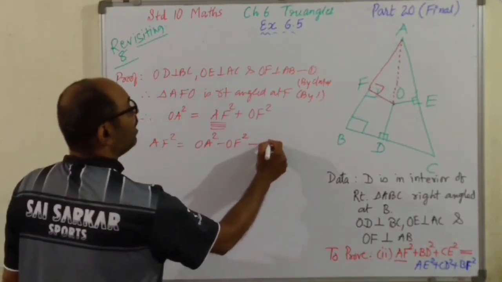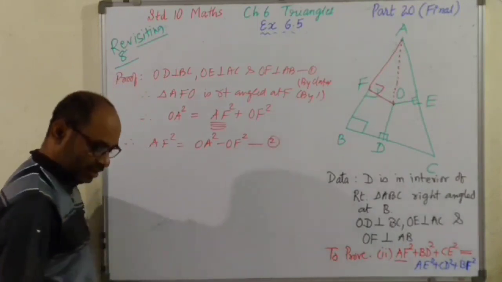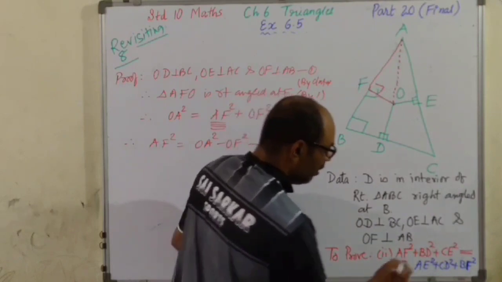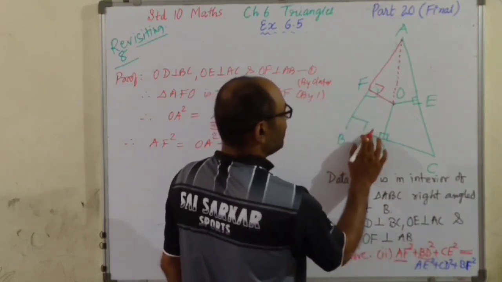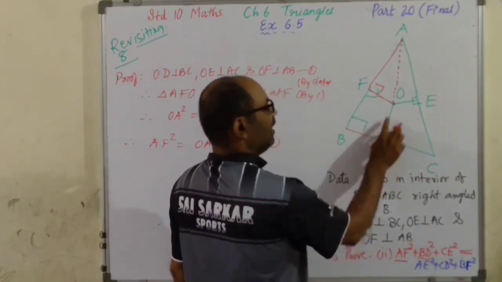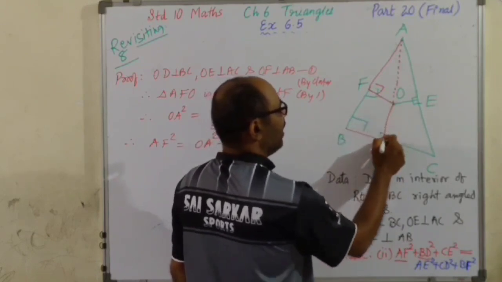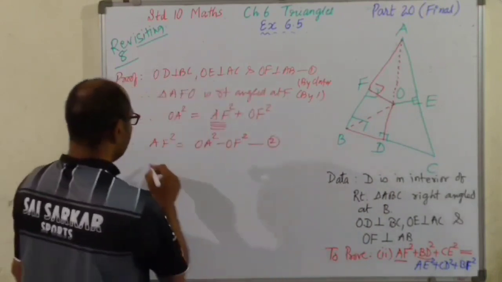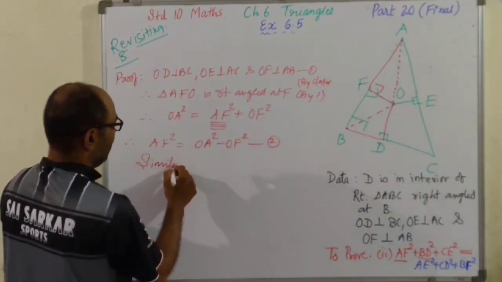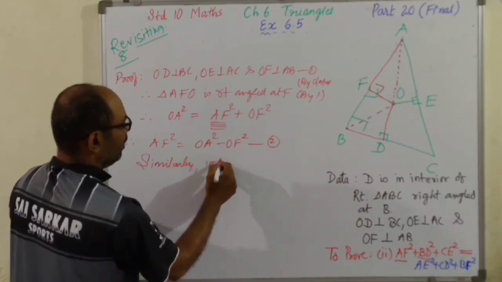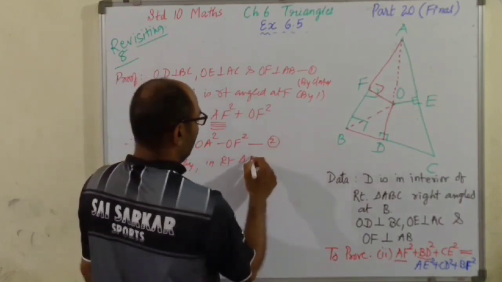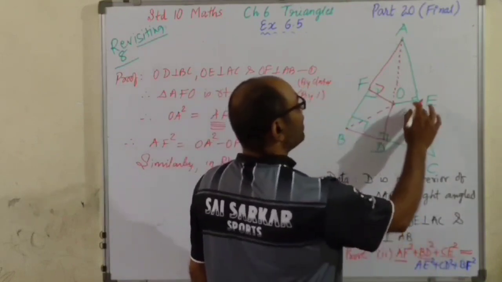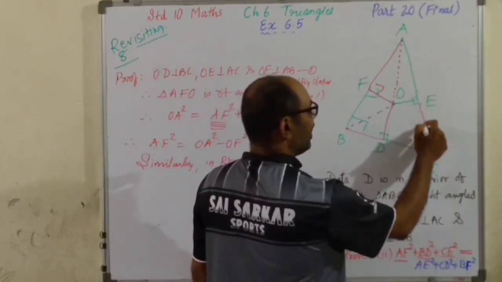Alright, result 2. Now, the second is BD. BD is here. Angle D is a right angle, so the second side is this and this is the triangle. Correct? So, similarly, in right triangle BDO, and one more, CE. Where is CE? Here. Correct?